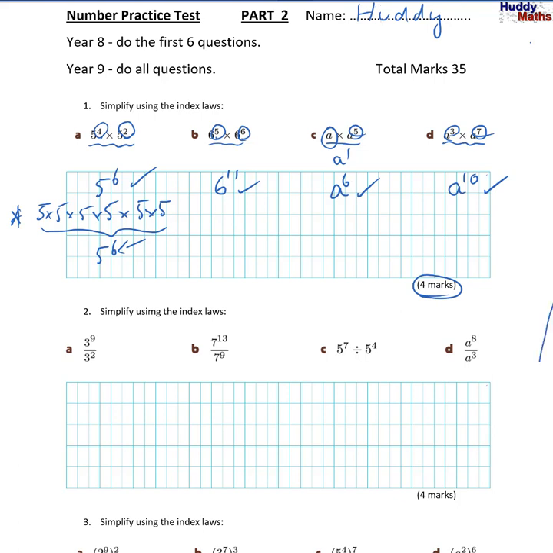Let's come on down here a little bit and have a look at question 2. So in question 2, it's 3 to the 9 divided by 3 squared. And here we will subtract the powers. 9 take 2 is 7. Just remember why that works.